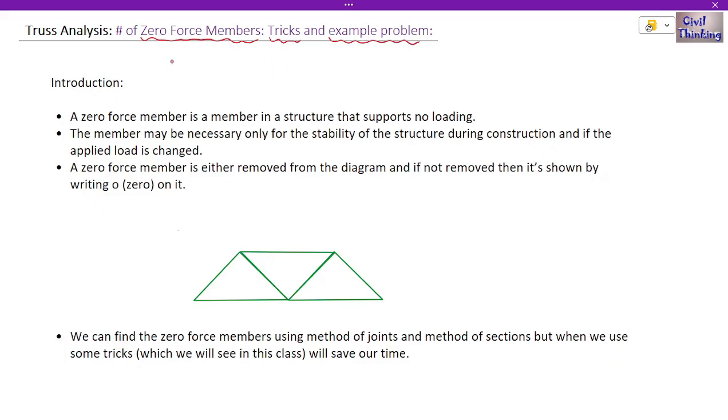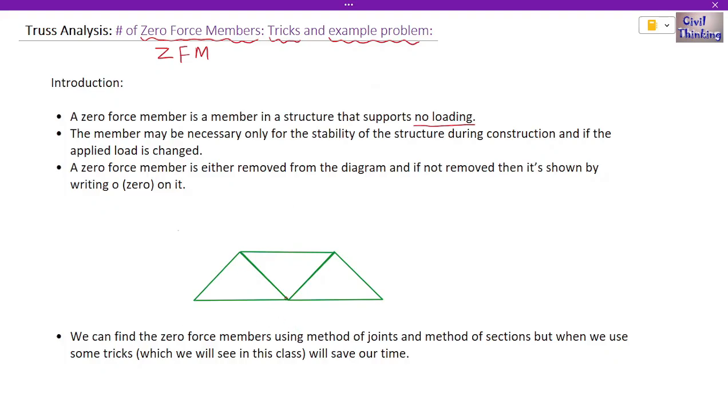Now let's first of all talk about zero force members. In short I will write them as ZFM. Zero force members. Now what is the introduction? A zero force member is a member in a structure that supports no loading. Now this is important. Now what is a zero force member?